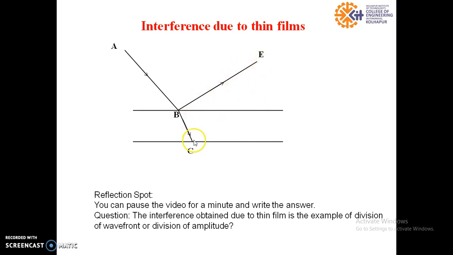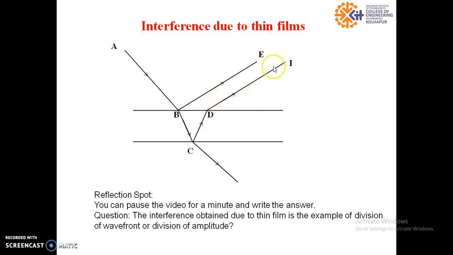At point C again, it gets partially reflected and partially refracted. So the ray gets reflected along CD and refracted here. At point D again it gets partially refracted and partially reflected. So DI is the refracted ray here. So here BE and DI are parallel.